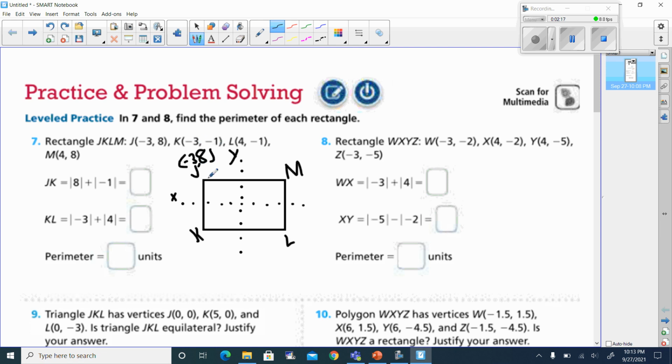All right, K is going to be at -3 and -1, so that'd be -3 and then down -1, so -3 and -1. We got L at 4 and -1, so it's going this way, 4 and then down 1. And then we got 4 and 8, so over 4 and then up 8.